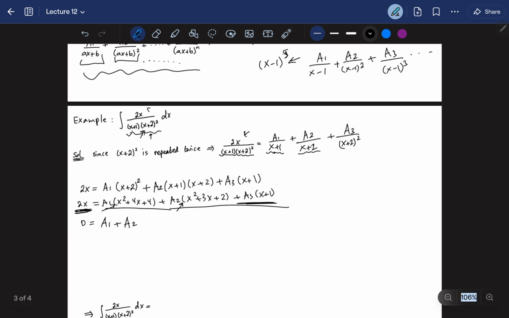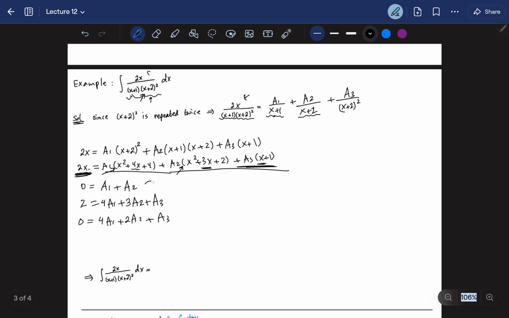Then if you look here, the coefficient of x is 2. So if you look to the other side, I have 4x, so I'm going to have 4a1 plus I have 3x, so 3a2, and then I have just an x here, so plus a3. And then for the constant term, it's 0 here, so this is 0, then 4a1 plus 2a2 plus a3. And now we have a system of equations that we're going to solve.